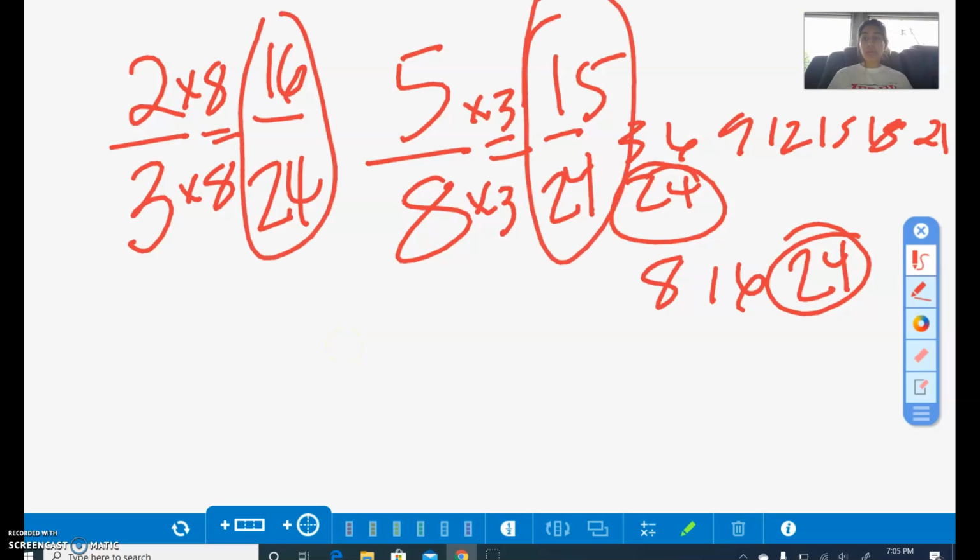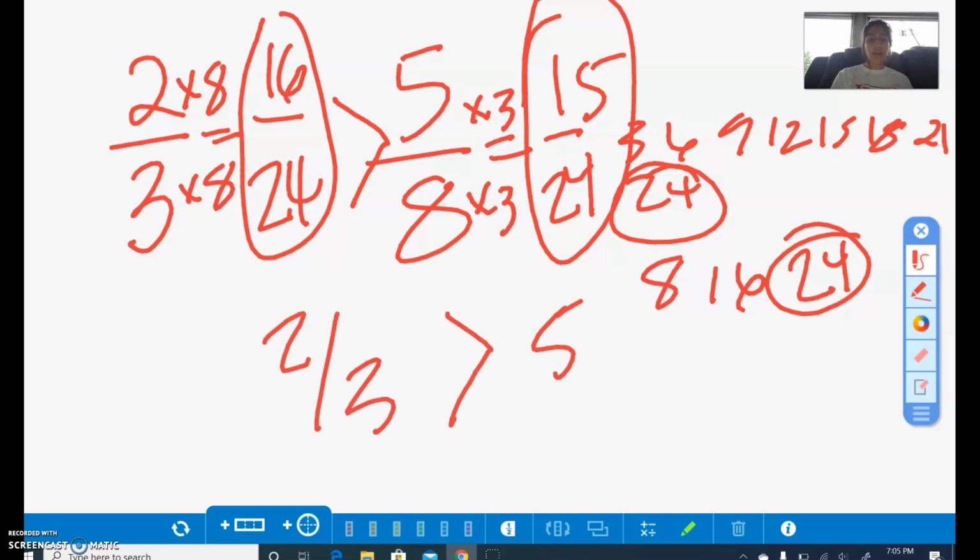Now that I have these 2 fractions with the same denominators, going back to earlier this week, we can go ahead and we can compare using their numerators. We know that 16 is greater than 15. Therefore, we know that 2/3 is greater than 5/8. All right. So you can go ahead and apply this on your work that you're doing today.